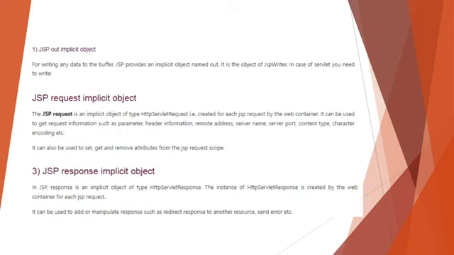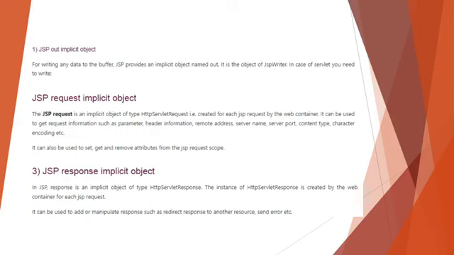Note that since the output stream is buffered, it is legal to set HTTP status codes and response headers, even though this is not permitted in regular servlets once any output has been sent to the client. What does it mean? As written here, it can be used to add or manipulate the response. Until now we have seen that you can't edit your response, but with the use of the response implicit object you can do it. It can be used to add or manipulate the response, such as redirecting the response to another resource, sending an error, etc.